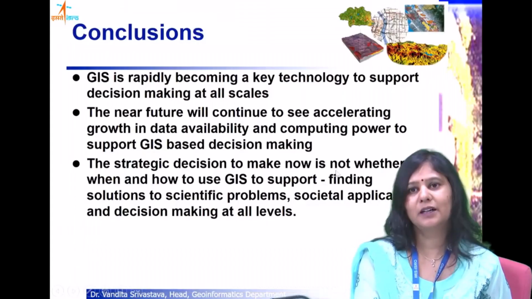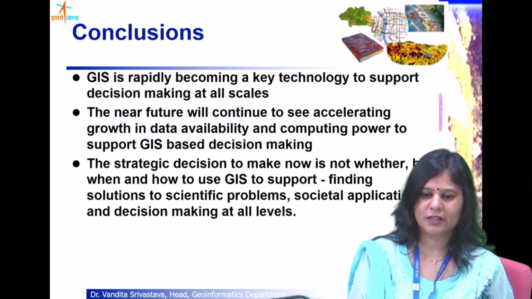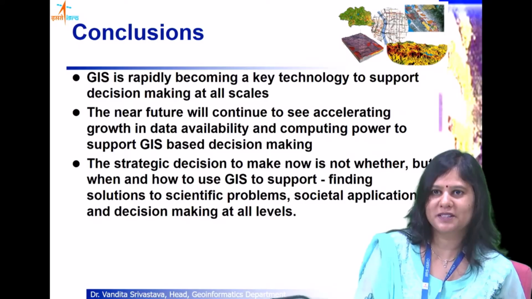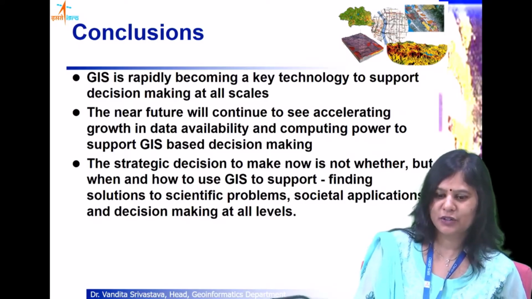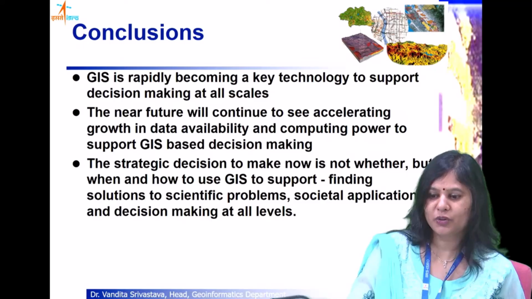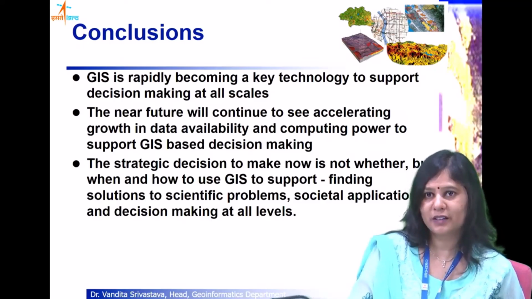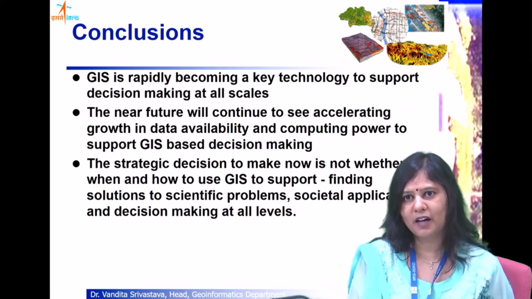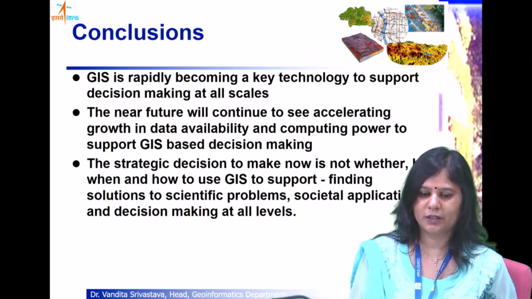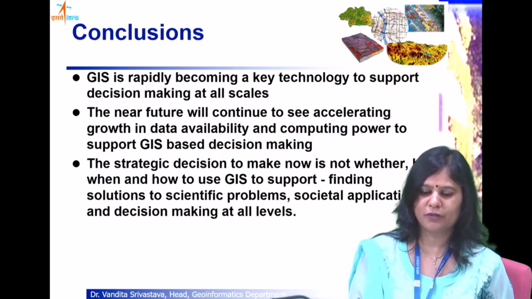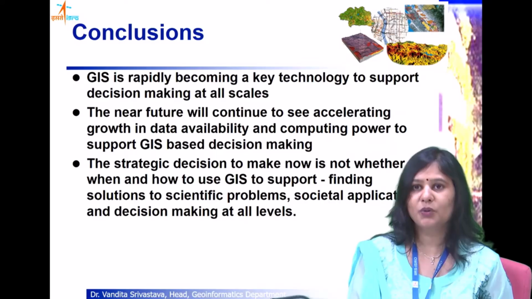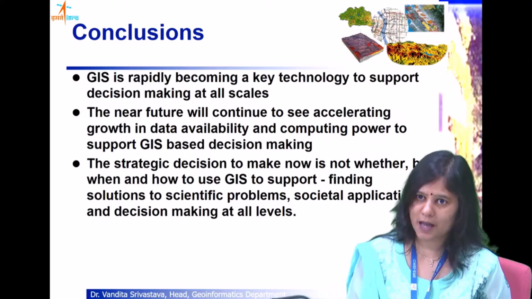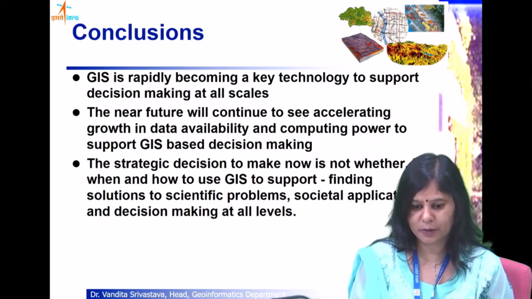So I would like to finally conclude my lecture by saying that GIS is rapidly growing, becoming a key technology to support decision making at all scales. The near future will still see continued and accelerated growth in the data availability. Already we are getting a lot of data from remotely sensed images, from LiDAR, from drones. So with the enhanced computing power, with the higher internet speeds, now the GIS is ready to support decision making. Already the decision making is happening with the help of GIS by various governments.